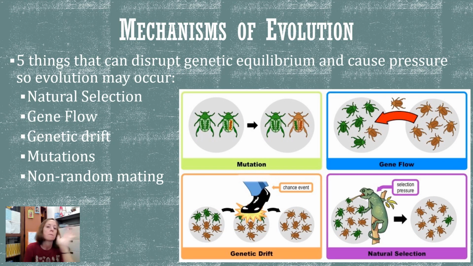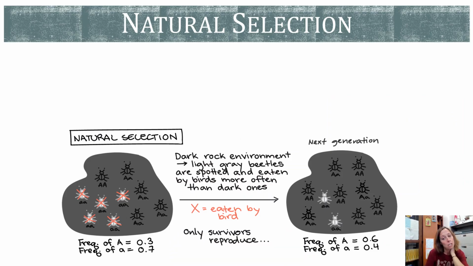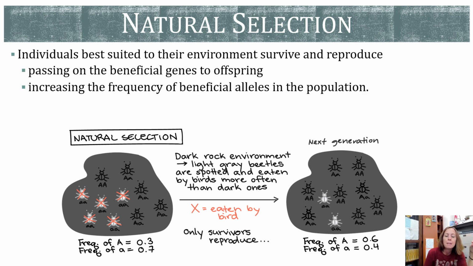Five things. Natural selection first, we talked about this last week. We go into a little more detail here. With natural selection, remember that individuals best suited to their environment are going to survive and reproduce. They're going to pass that beneficial gene on to their offspring. This will increase the frequency of the beneficial allele in the population. So our beneficial allele will go up, and our harmful or non-beneficial alleles will go down.